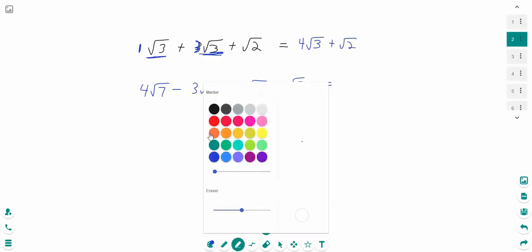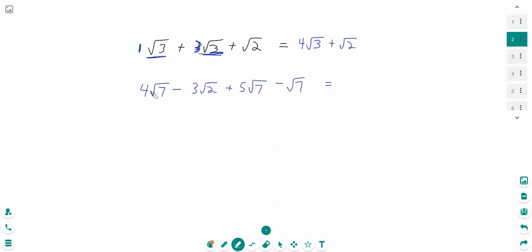All right, so let's see how you did. We're looking for similar roots, right? Like roots. So we have this term, which has a similar root, square root of 7. That is similar with this one, positive 5 square root of 7. And then we have also a negative, invisible 1 square root of 7. All right, so we can combine those.